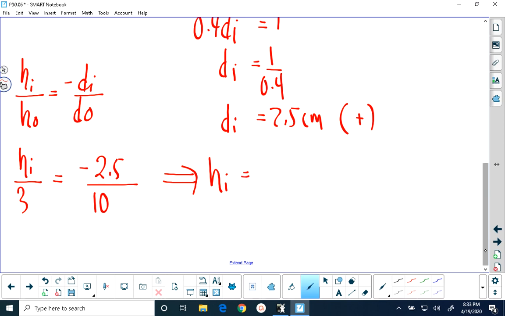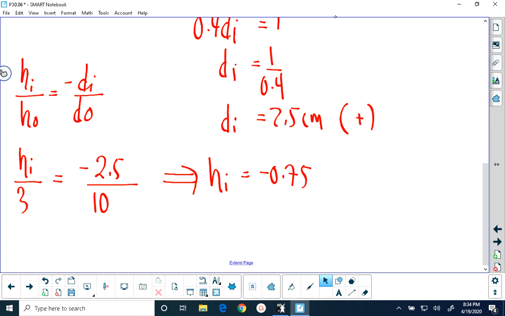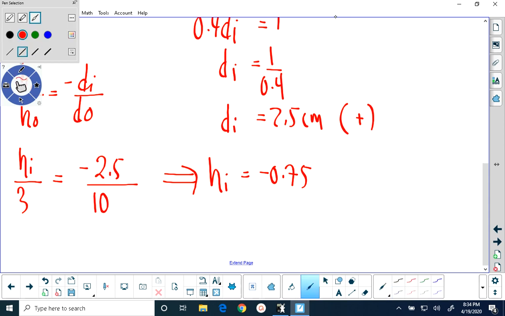So we're going to take negative 2.5 multiplied by 3 divided by 10. That's going to give us negative 0.75, I believe. But I'm just going to check that. We have 3 multiplied by negative 2.5, then divided by 10. Yep, negative 0.75, and that would be centimeters. So we're almost done. We've got the height of the image, we've got the displacement of the image. The only thing we don't know is the magnification.